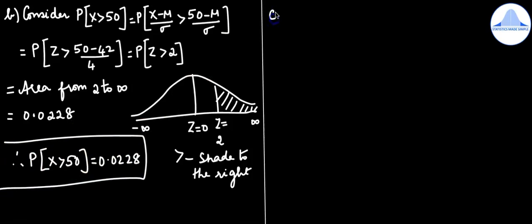Now let's move on to the third subdivision. It is probability of x less than 40. So write, consider probability of x, it is less than 40. So again you have to standardize.